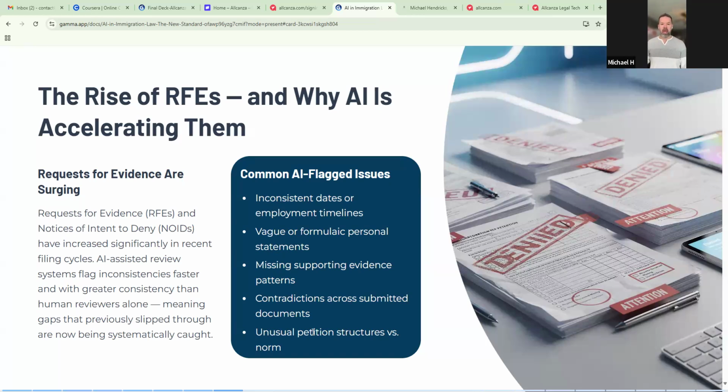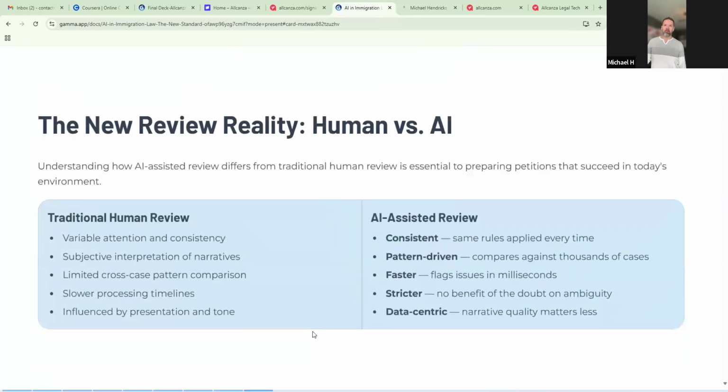These are all things that the AI automatically is looking for in order to see whether or not your application has any red flags. So the new review reality, human versus AI. Traditional human review: variable attention and consistency. We know that. People get tired. People need breaks. It's the end of the day, it's the end of the week. They've done 100 of these over this month, and they're just trying to grind through. Subjective interpretations of narratives. This was a huge one.